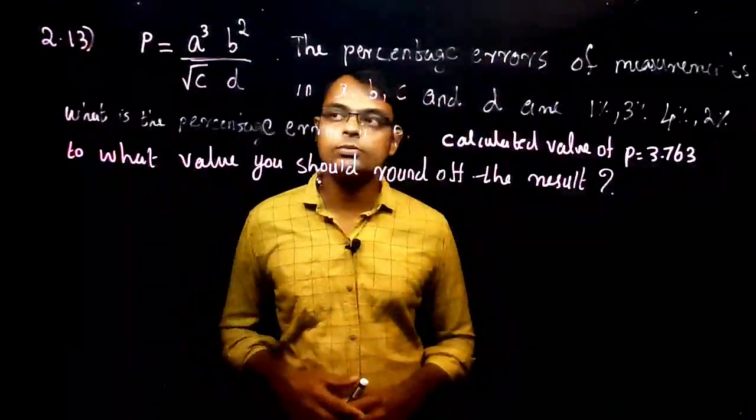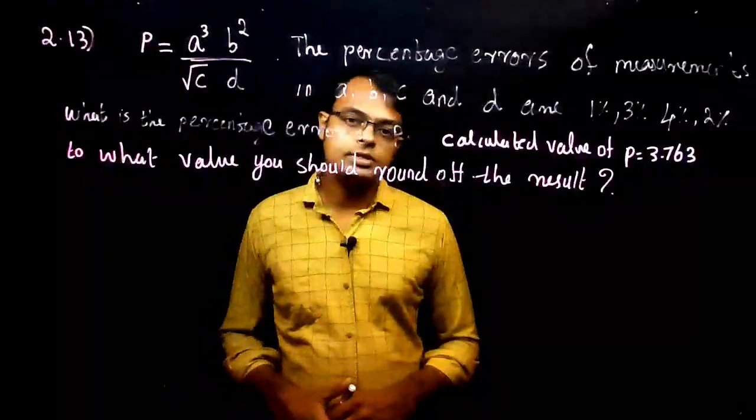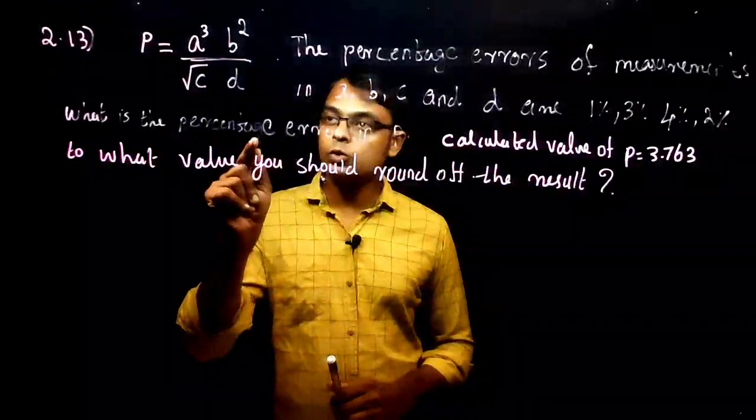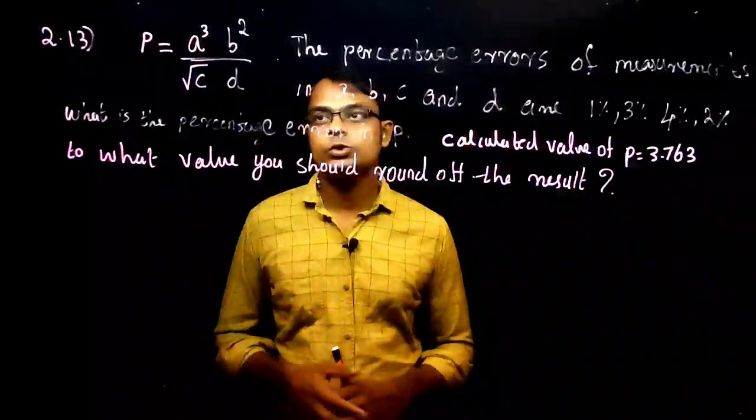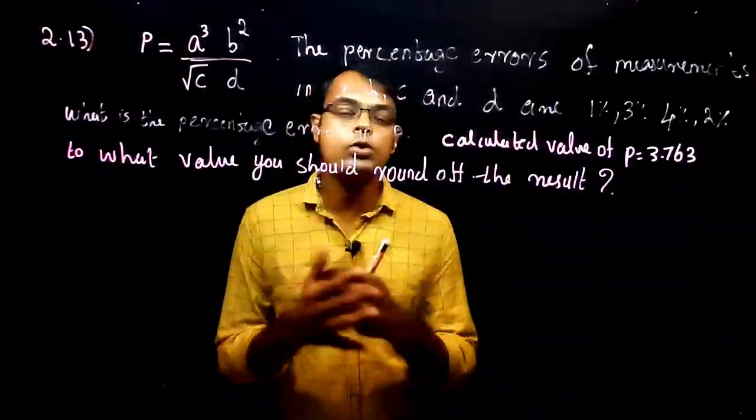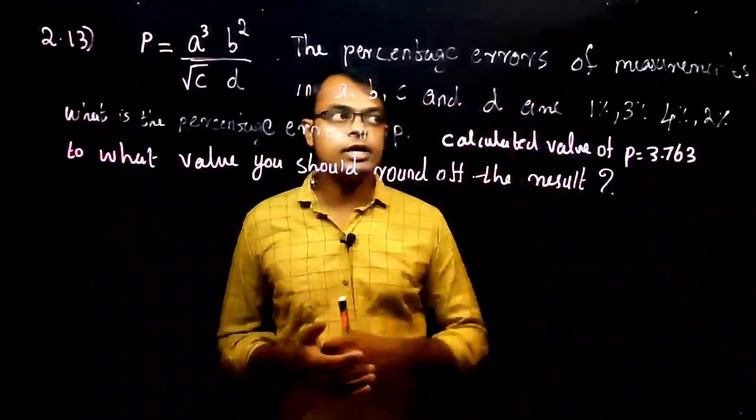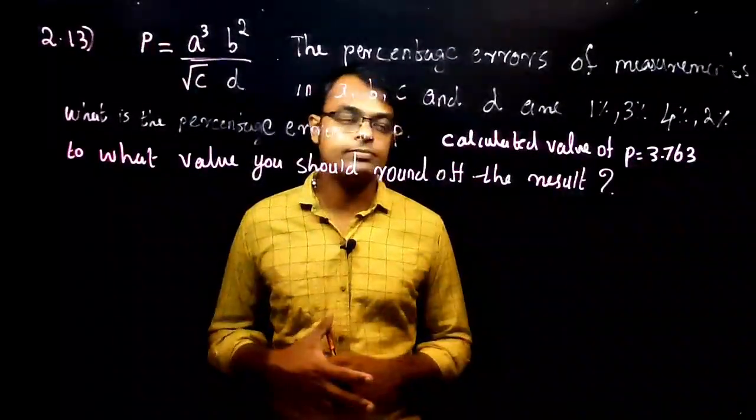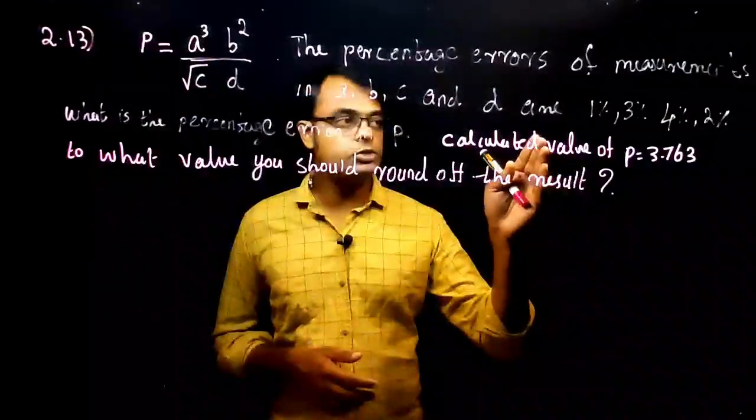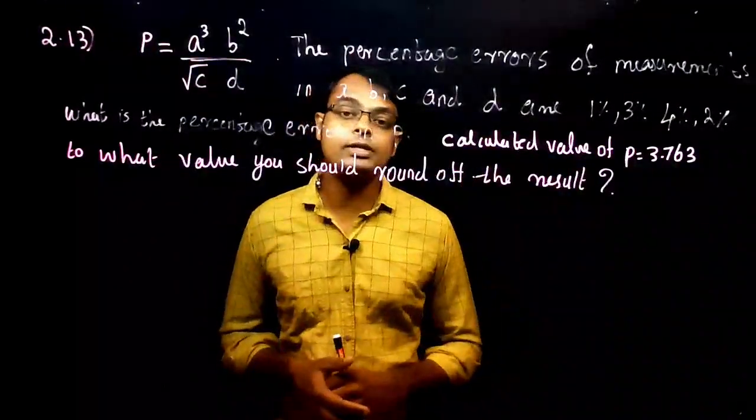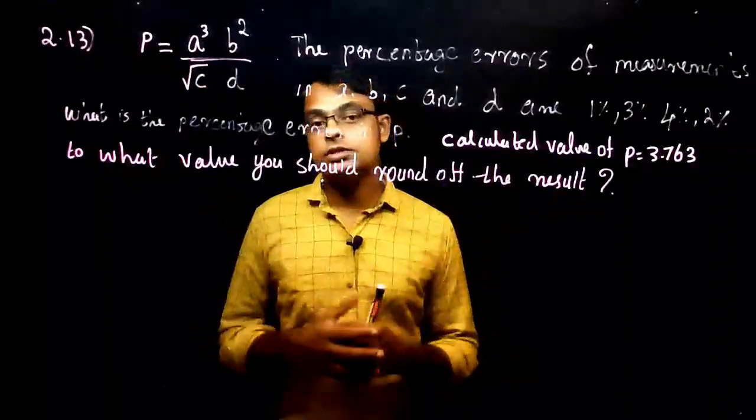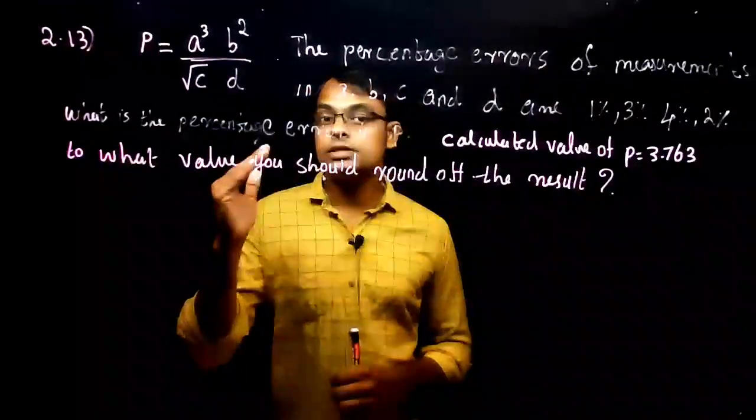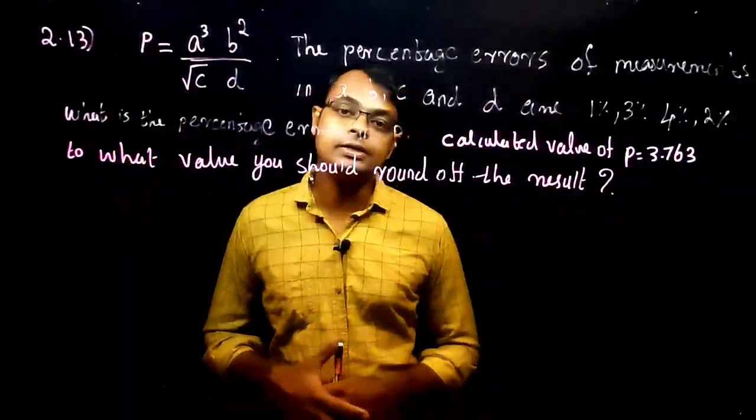So you can read the question now. A physical quantity P is given as P is equal to A cube B square divided by root C into D. A, B, C, D are some physical quantities. The percentage errors of the measurement in A, B, C and D are given as 1%, 3%, 4%, 2% respectively. What is the question asking for? Calculate the total percentage error in the physical quantity P.